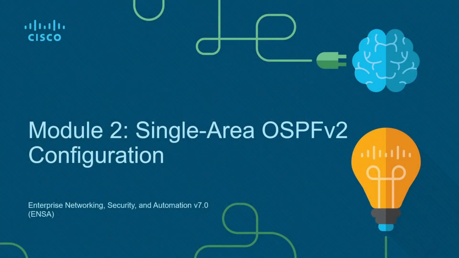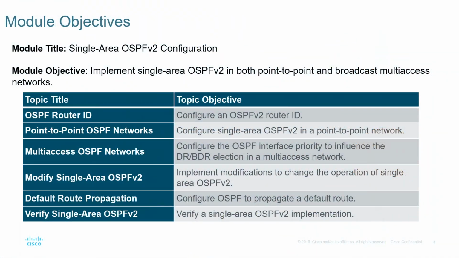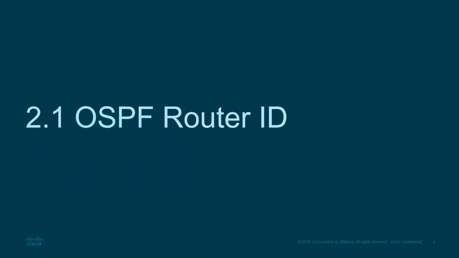Alright, so this is module number 2 in Cisco Networking Academy. These are the main topics we'll discuss today: OSPF router ID, point-to-point OSPF networks, multi-access OSPF networks, how to modify single area OSPF version 2, the default route propagation, and how to verify single area OSPF version 2. We get started with OSPF router ID.